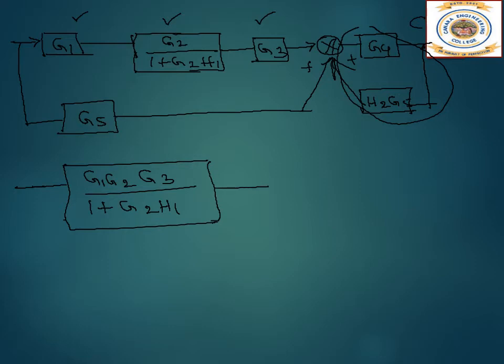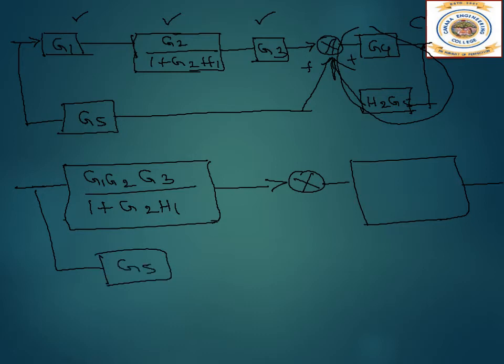Okay. And here comes the summation. And here we have G5. So that will remain here, plus. Okay, this is a positive feedback. So what is G of S? G4. Divided by, what is H of S? H2 G5. So 1 minus, because it is positive feedback, G of S G4 and H of S, that is G5 H2. So that will be the simplification of this.